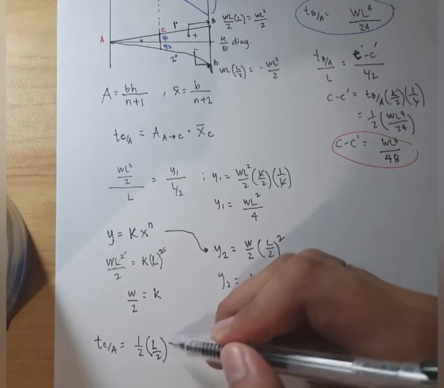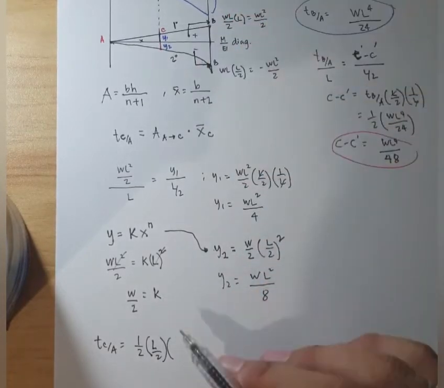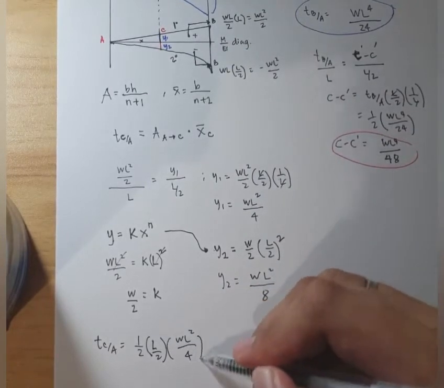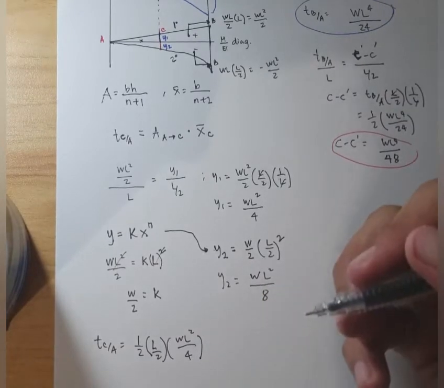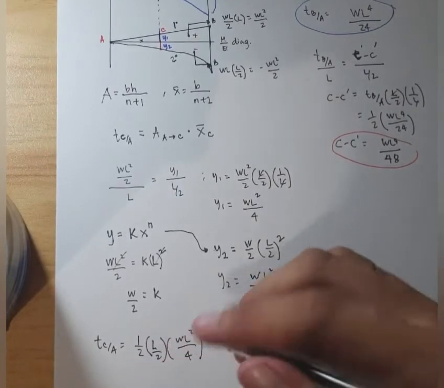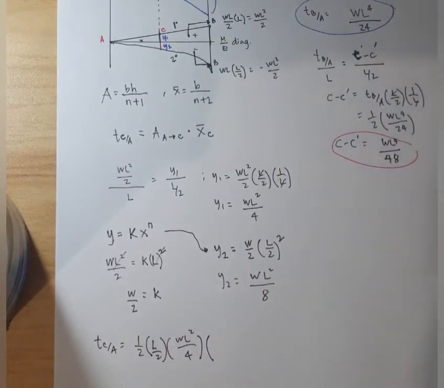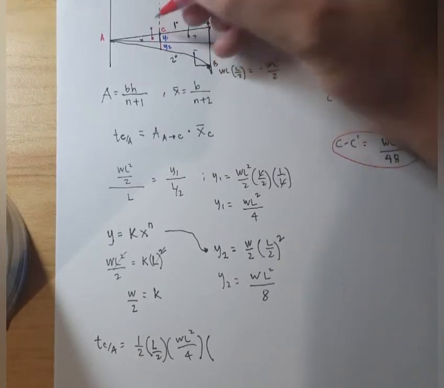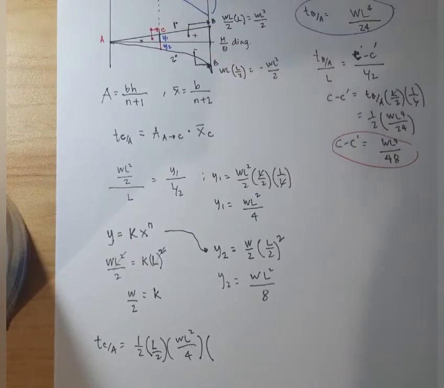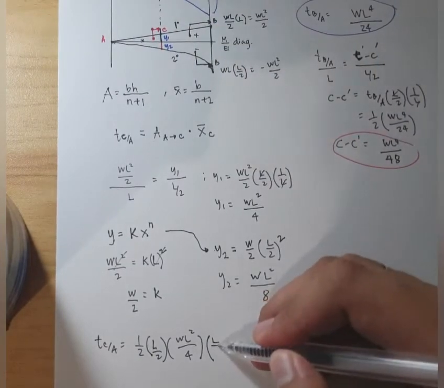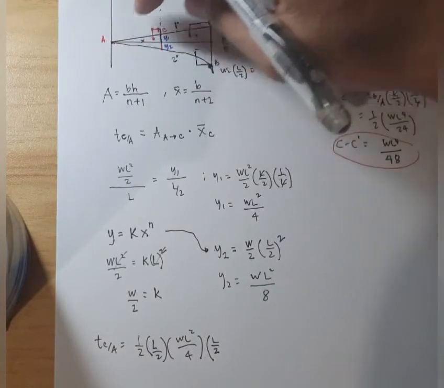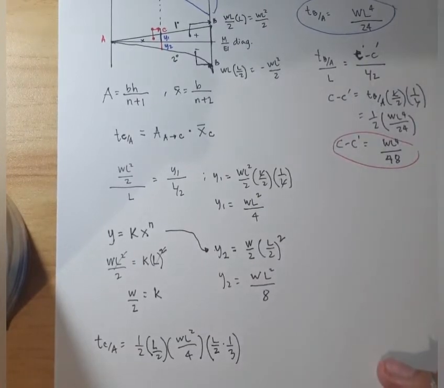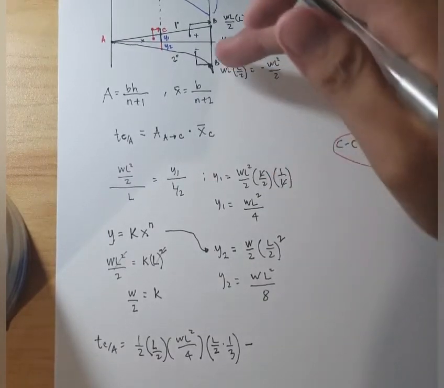L over 2 is the base. Its height is y sub 1. So that is WL squared over 4. That is the area. Its x bar from its centroid up to C is 1/3 of L over 2. 1/3 of your L over 2. Okay. Minus the negative area.